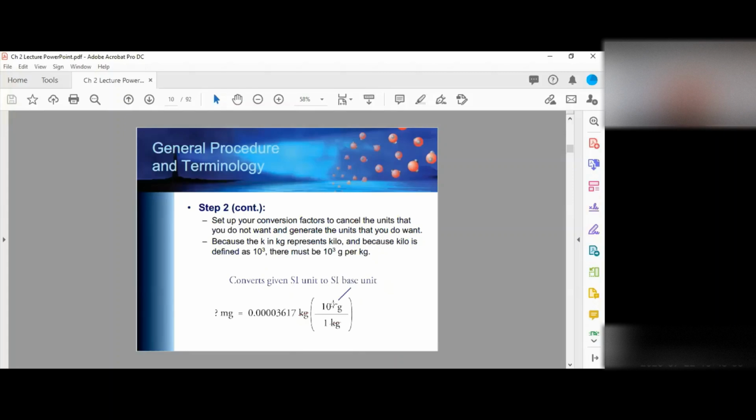memorized. All right. In order for me to cancel out the kilogram, I have to set up this conversion factor as the following: gram to kilogram.